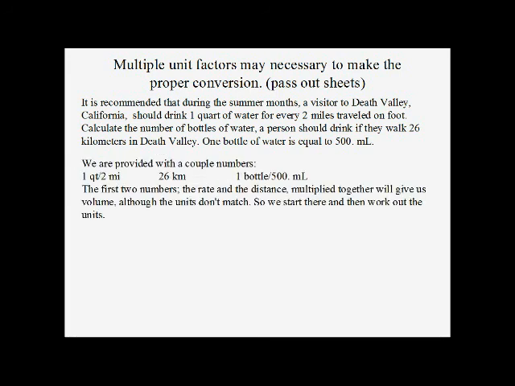Well, we got a bit to do on this one. We were given that we have a quart per 2 miles, what we're supposed to consume. We have 26 kilometers, and we have a bottle is 500 milliliters. So the first number is the rate, second number is distance. So if we multiply them together, they'll give us the total volume. And then the third number, we can convert our volume into total number of bottles. But our units don't match between the rate and the distance, so we're going to have to start correcting the units.